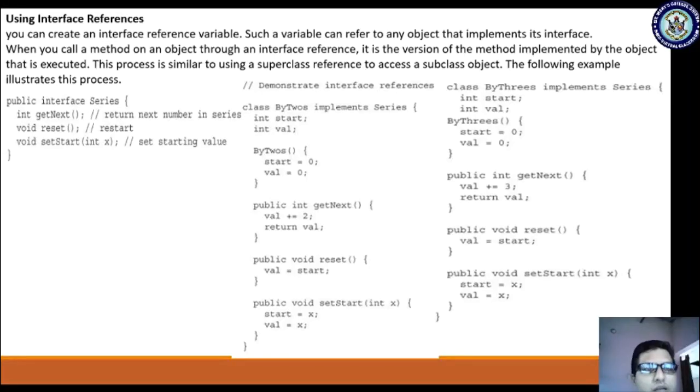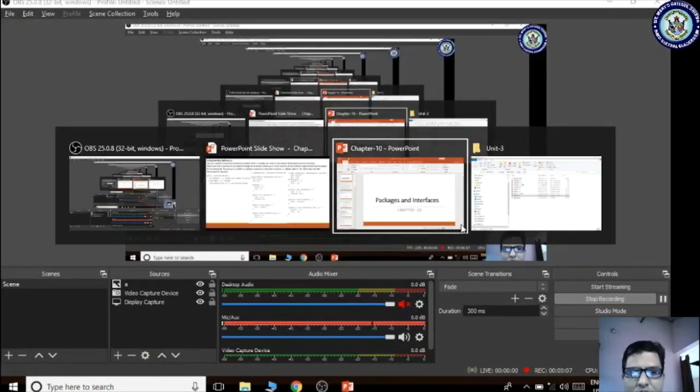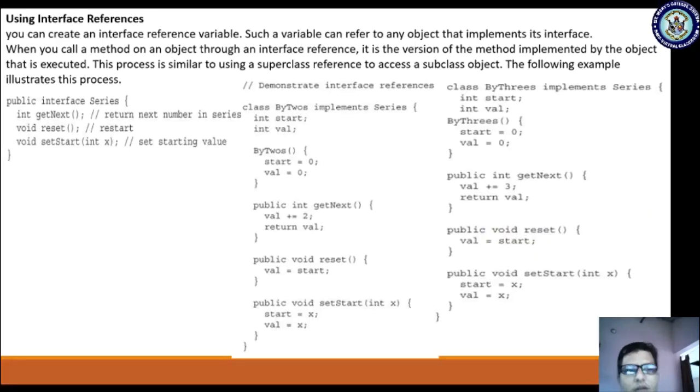In the last class, we have learned about this interface. Now we will see interface references. How can we refer to the interface reference variable? You can create an interface reference variable. Such a variable can refer to any object that implements its interface.